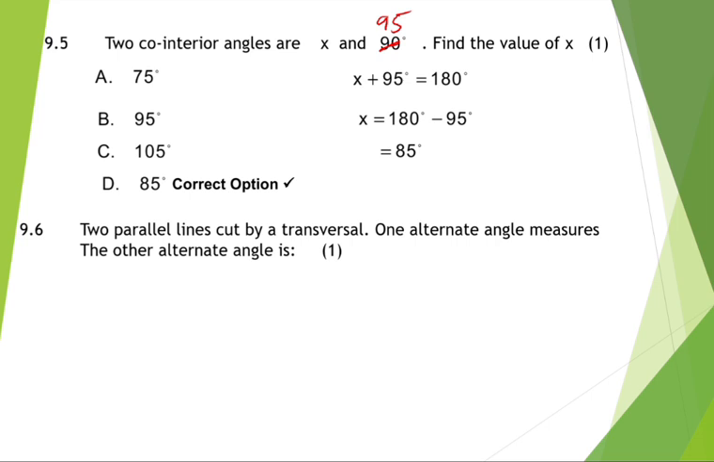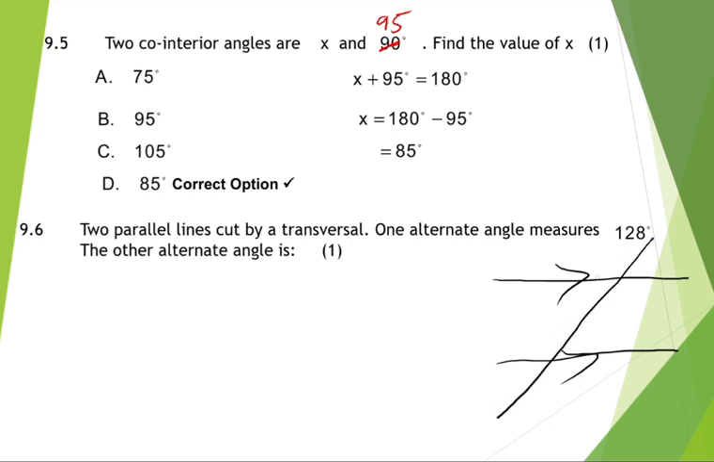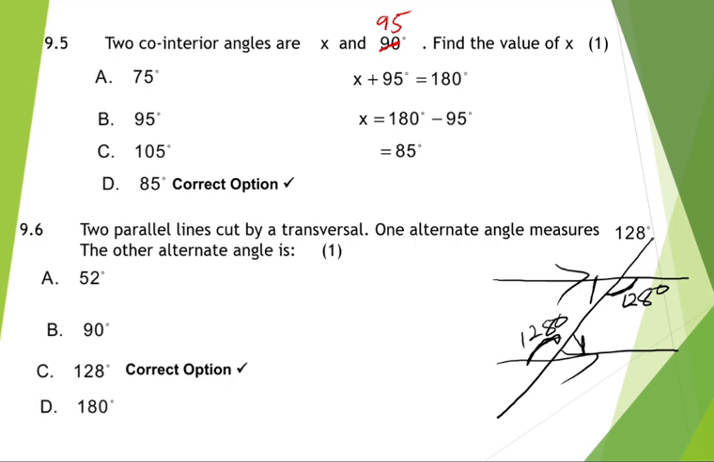Two parallel lines cut by a transversal. One alternate angle measures 128 degrees. The other alternate angle will be? So these are two parallel lines, 1, 2, cut by a transversal line. So alternate, this one and that one. This one is 128 degrees, and this one is also 128 degrees. So the other alternate angle is 128 degrees. So the correct option is C.